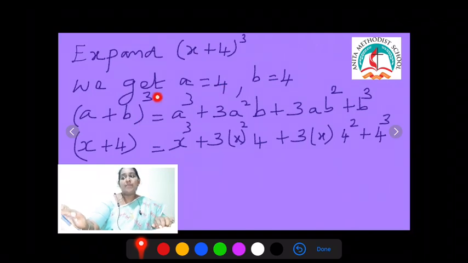4. So a plus b the whole cube is equal to a cube plus 3a square b plus 3ab square plus b cube. Okay children, apply the a value in the a place, the b value in the b place. In the a place x, in the b place 4. So apply: what is the a? x to the power 3 plus, in the identity itself, 3 into a square, so x square into 4, plus 3 into x into 4 square, plus 4 cube.